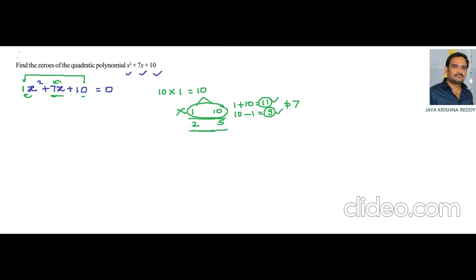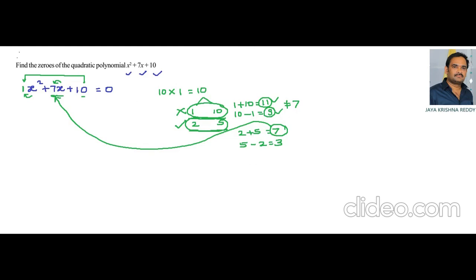Now coming to the next pair, 2 and 5. Let us check what will happen by adding and subtracting. By adding 2 plus 5 you will get 7, and by subtracting the smaller from the bigger one, 5 minus 2 is equal to 3. Now by observing the sum, 2 plus 5 is 7, which is equal to the coefficient of x. So we have to consider this pair. By adding or subtracting you should get the coefficient of x.